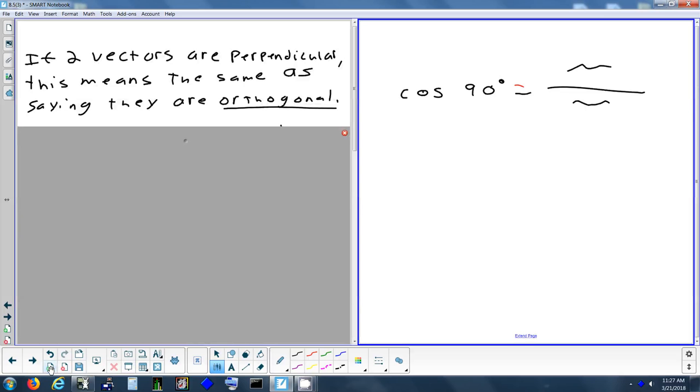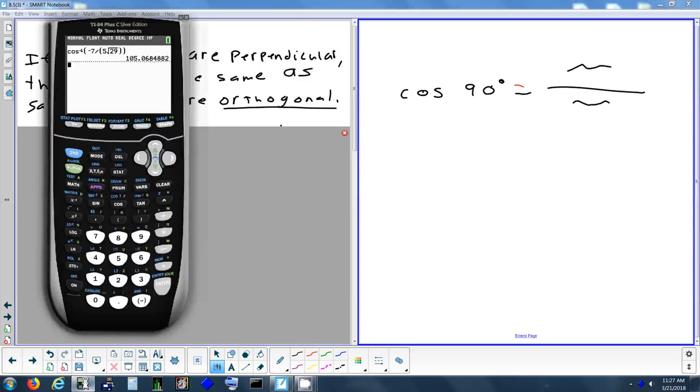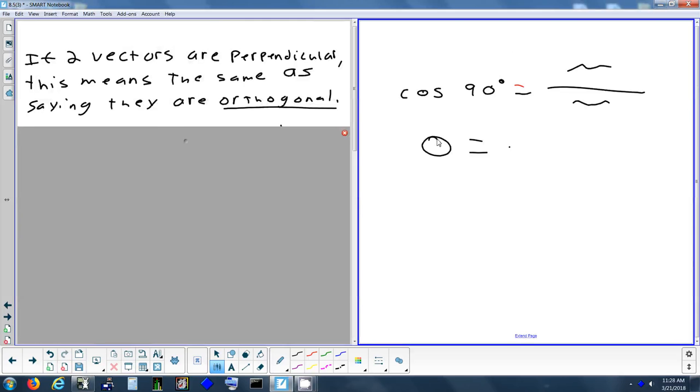Doesn't matter what's on the other side. Pretend that we have a dot product on the top, product of magnitudes on the bottom. But the angle is 90. Let's take the cosine of 90 and see what we get. We get 0. 0 equals something over something. So right now, I have a fraction equal to 0.